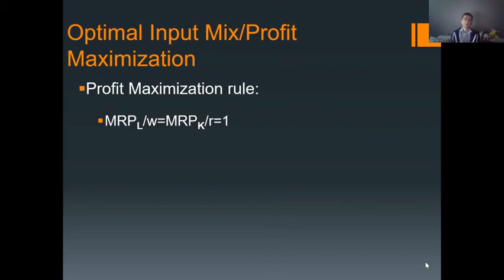It's just MRP equals MFC. Your wage or your rental rate, that's your MFC. So when your MRP divided by your MFC equals 1, that's it. It's really just another way of stating what you see in the graph already. And that's really it when it comes to input mixes.